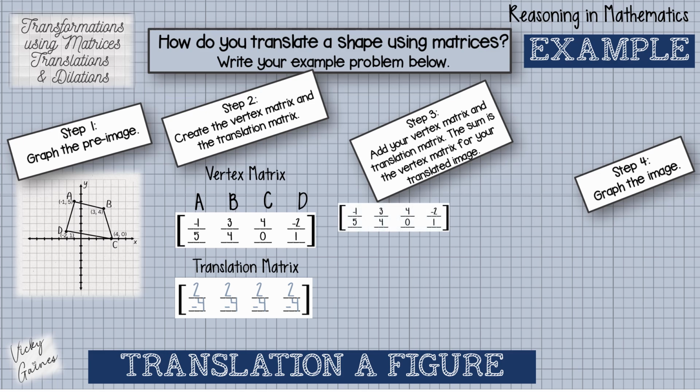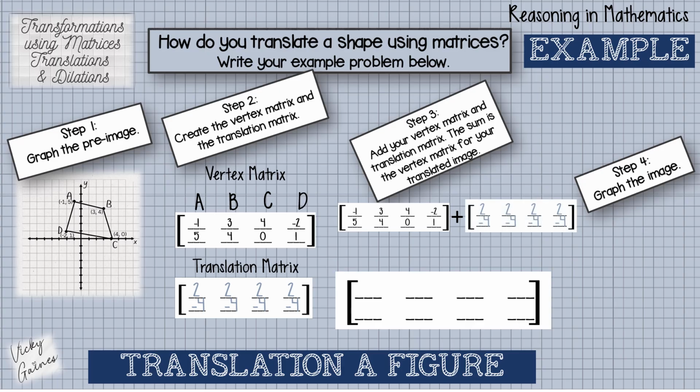So here is the vertex matrix. We are adding the translation matrix. Here's our format. So we're going to take element 1, 1, and we're going to add -1 and 2 to get A prime. The x value is going to be 1. We're going to add the 5 and the -4 to get 1 for B prime.